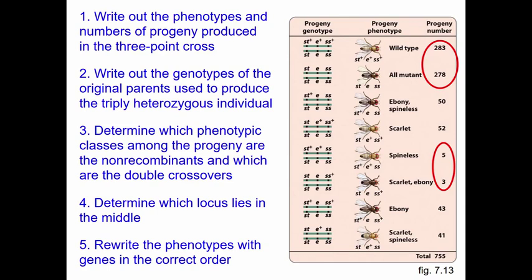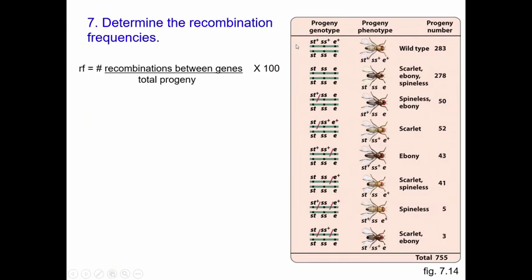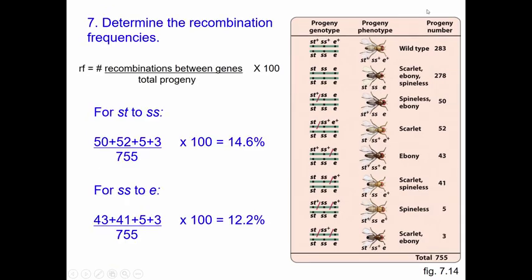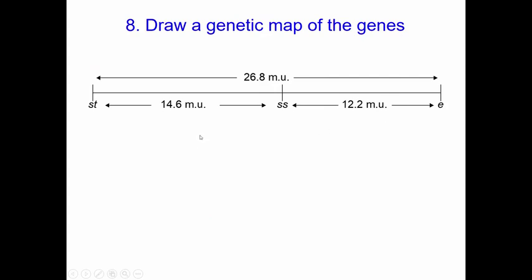So, in problems you get from me, you'll be able to tell. Now, let's put these in the correct order here. In this case, between scarlet and spineless is 14.6 and spineless to ebony is 12.2.